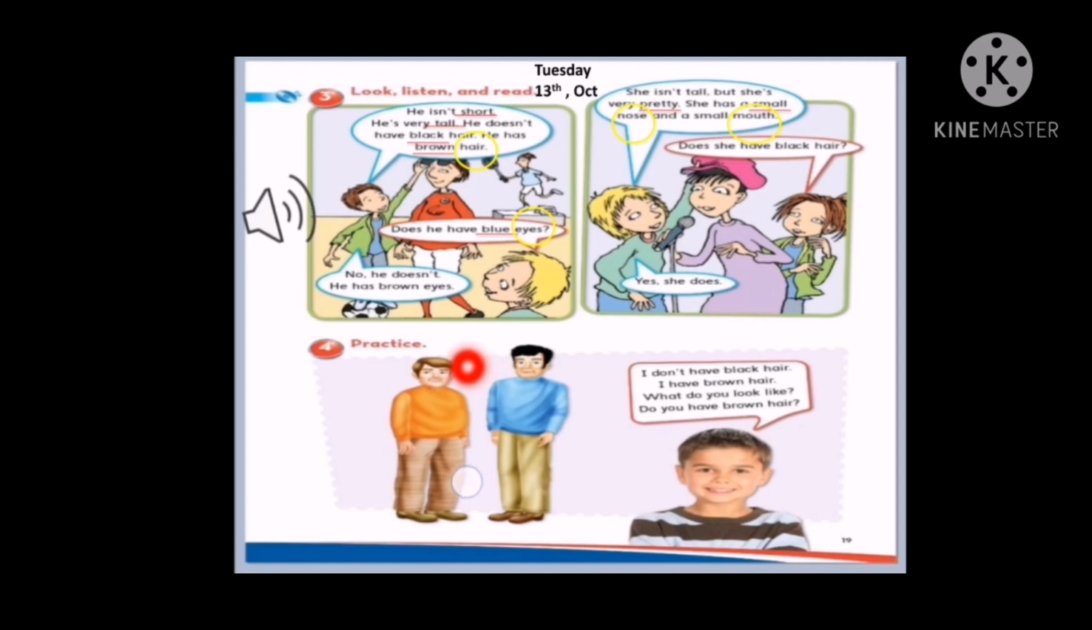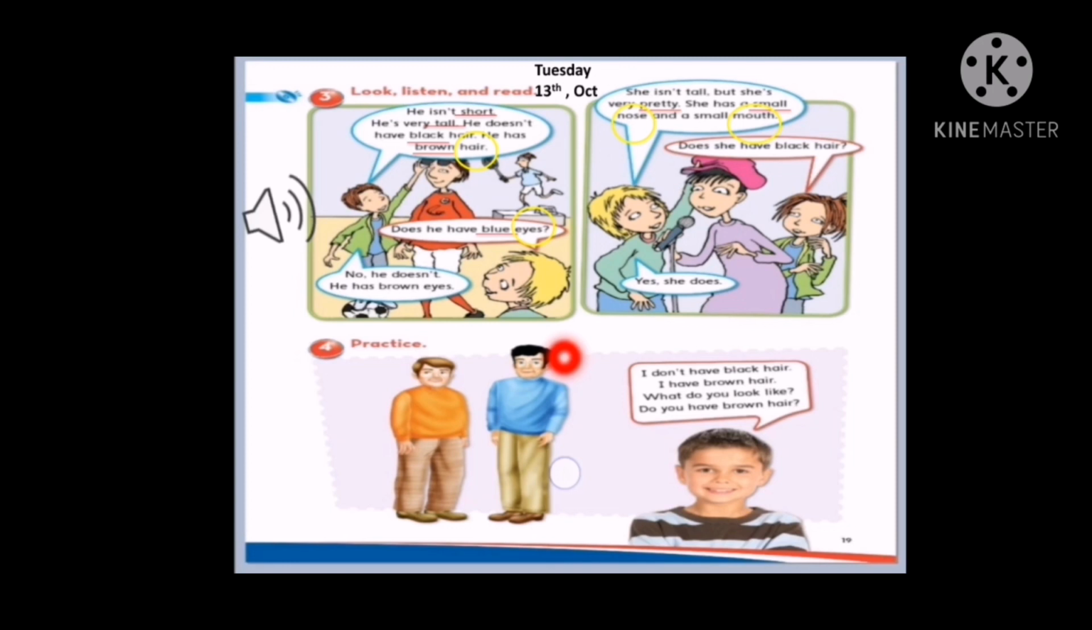Now move on to the second man. What does he look like? He is tall. Okay, what does he have? He has blue eyes, black hair, and that's it. So he has black hair and blue eyes.